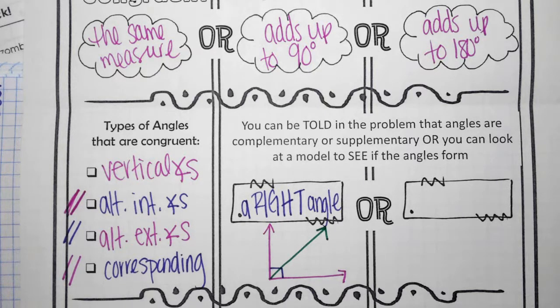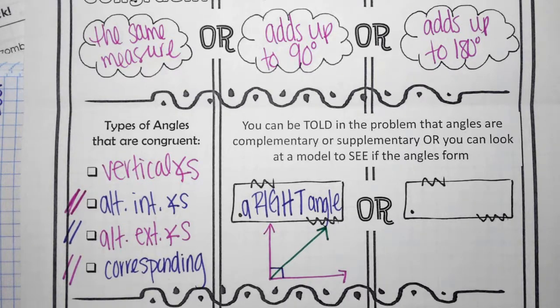Now, what kind of angle makes 180 degrees? What kind of angle? Oh, obtuse. No, guys. What kind of angle makes 180 degrees? A line. A line.